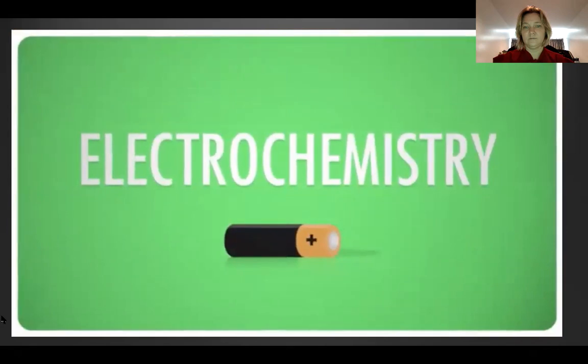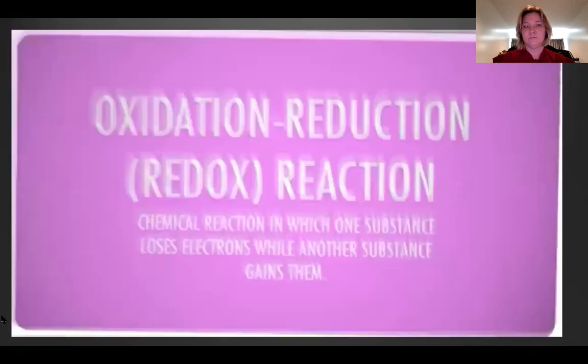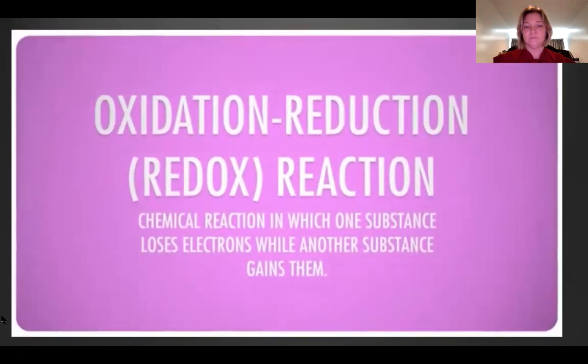The kind of chemistry that happens inside of a battery is called electrochemistry because it involves reactions that produce or consume free electrons. Specifically, they are oxidation reduction, or redox, reactions, the ones where electrons are exchanged.